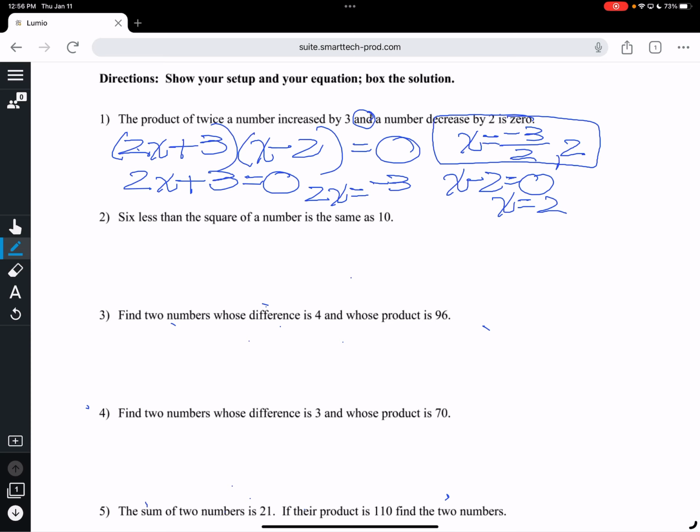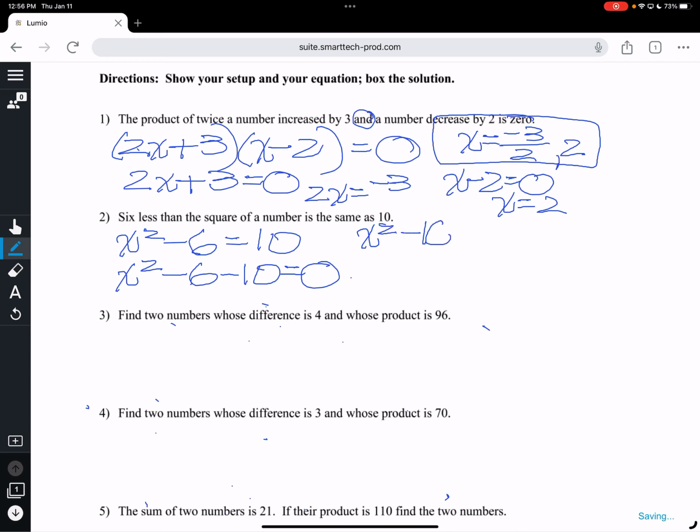Then, number 2. x squared minus 6 equals 10. Well, that's the symbols for the words. Now we start working: we have to move it over and put it in standard form. x squared minus 6 minus 10 equals 0. So what is minus 6 minus 10? Negative 16. So x squared minus 16.